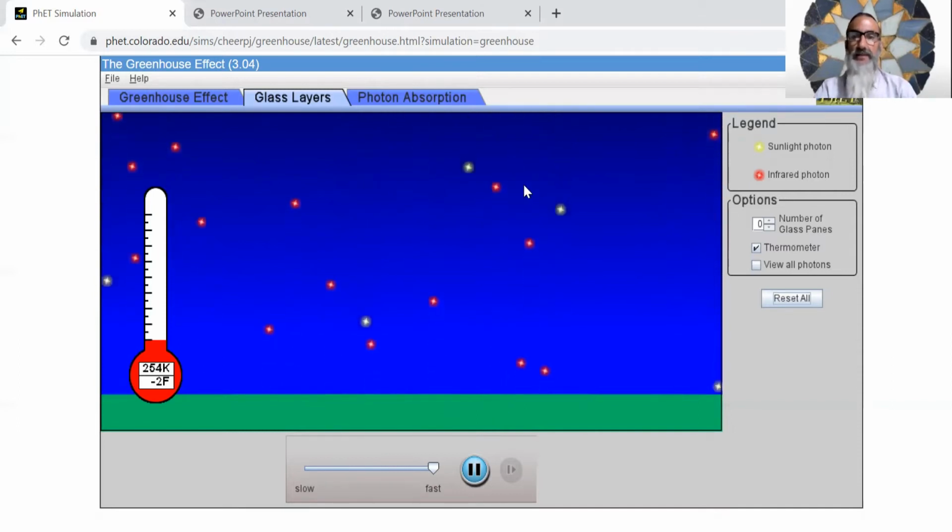In order to relax, all molecules emit heat. Okay? This heat is called infrared photons. Okay? The longer wavelength than the yellow photons. It's what we think of as heat.